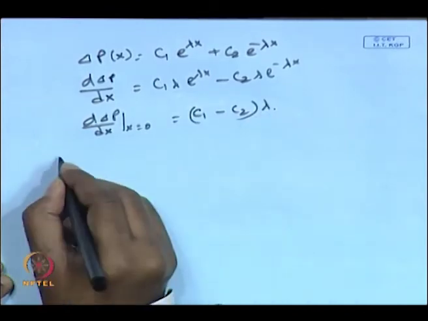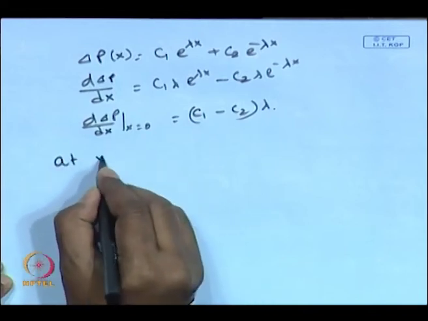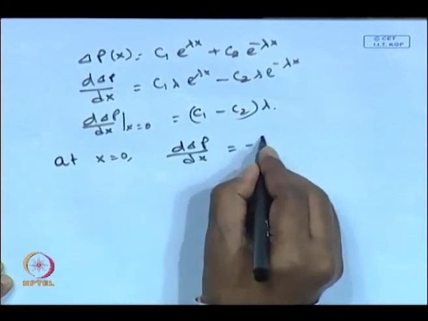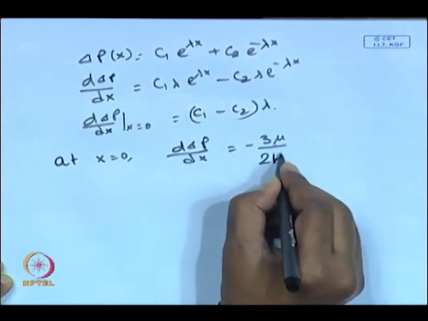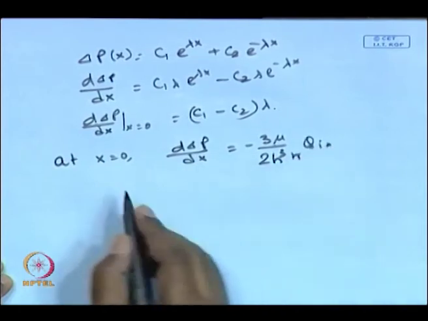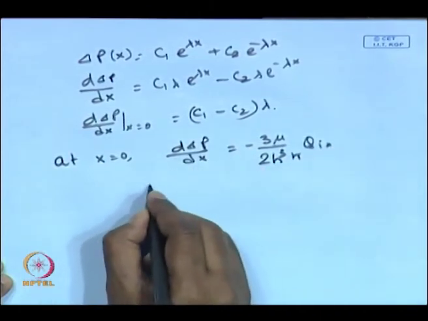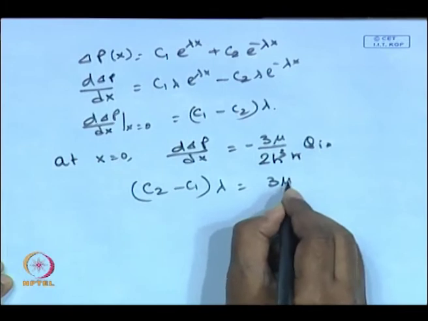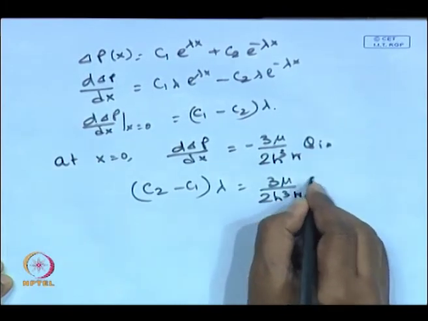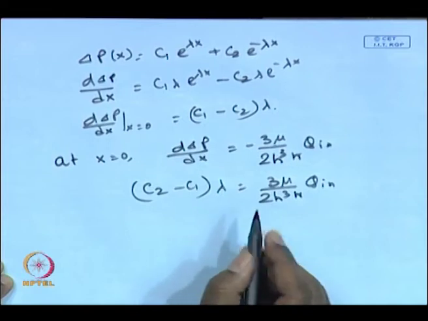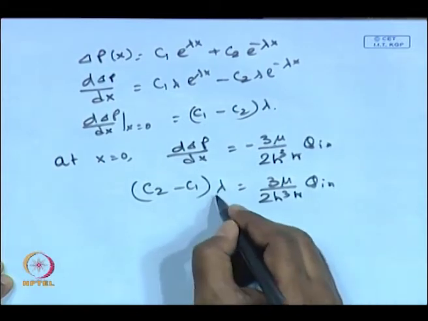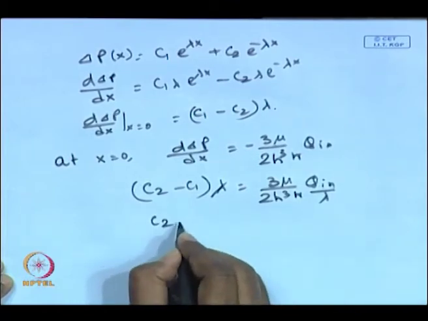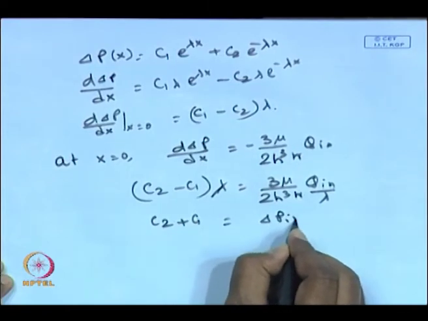And the second boundary condition, if you remember, becomes at x is equal to 0, d delta p dx is equal to minus 3 mu divided by 2 h cube w q in, and you will be getting consequently c2 minus c1 times lambda. This minus will be taken care of, 3 mu divided by 2 h cube w q in. So, you can take lambda to the denominator, so this becomes divided by lambda. And you had already c1 plus c2 is equal to delta p in.